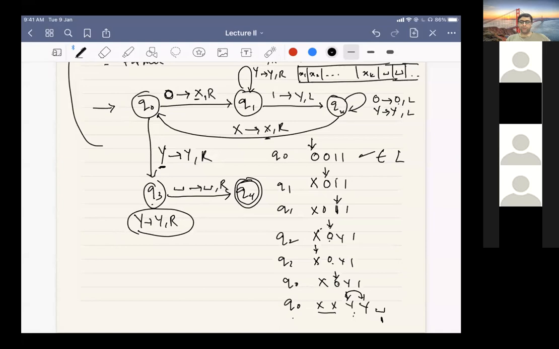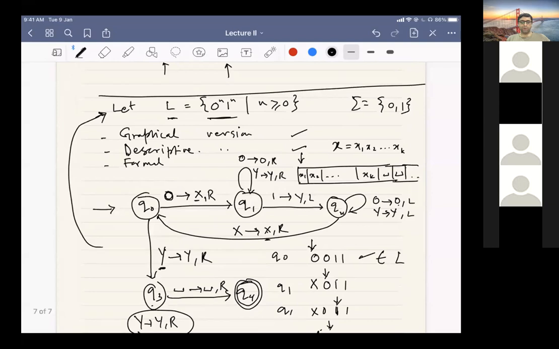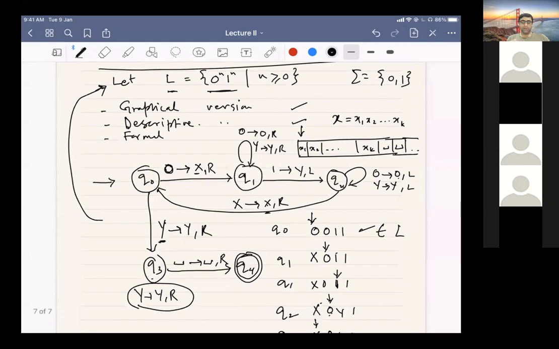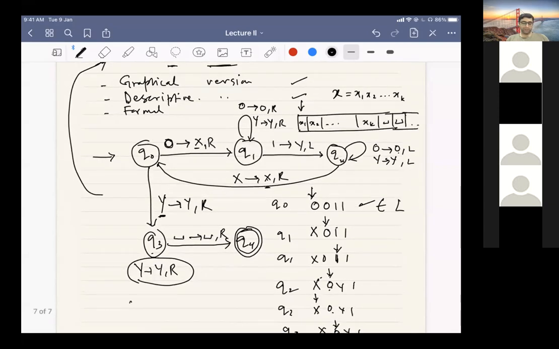Anyway, if a string belongs to the language, we know that it will be accepted, and if the string does not belong to the language, we know that it will not be accepted. Now, we said that we want to recognize the language 0^n 1^n, n greater than or equal to 0, and this machine cannot accept the empty string.